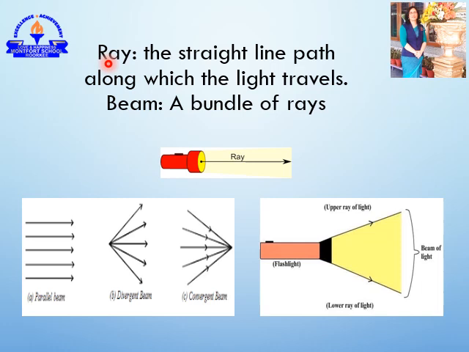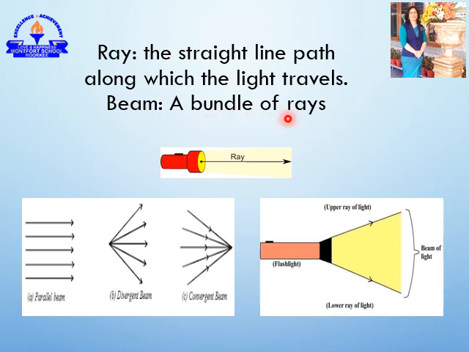Let us talk about the terms which are related to light. The first term which is related to light is ray. A straight line path along which the light travels is known as a ray. Here you can see we have drawn a ray which is represented by an arrowhead. So this is the example of a ray, a straight line path along which the light travels.